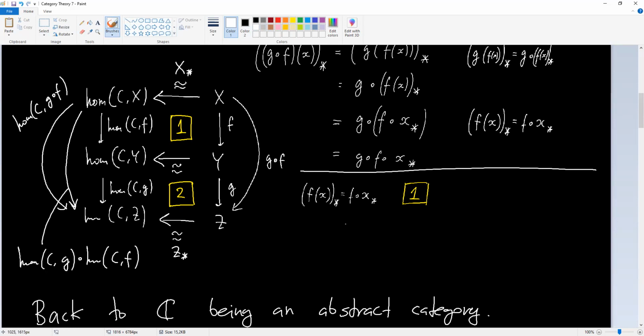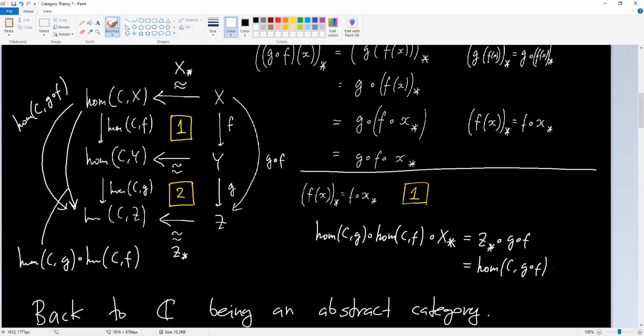So what we've agreed on is that Hom C G composed with Hom C F, and that thing composed with x star, equals the composite z star with g composed with f. But we've also agreed that the same composite equals Hom C of g composed with f, composed with x star.